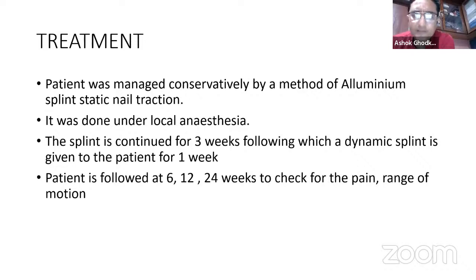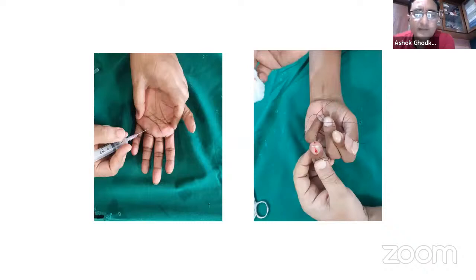Splint is used for 3 weeks, and then we give another splint, a dynamic splint, for a week. So this is the way we do. So we are here, we are giving a tendon sheath block.